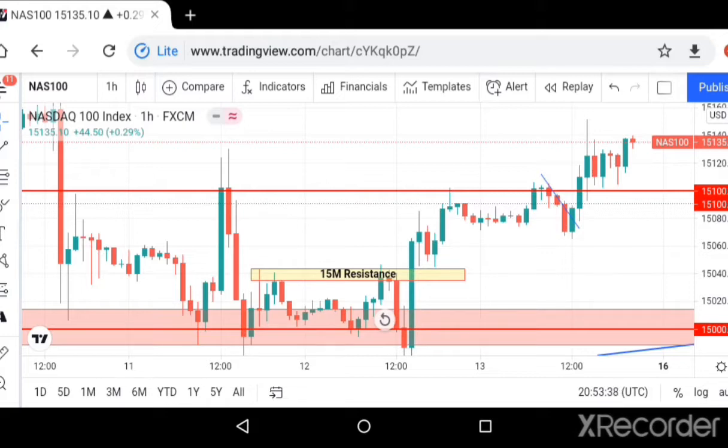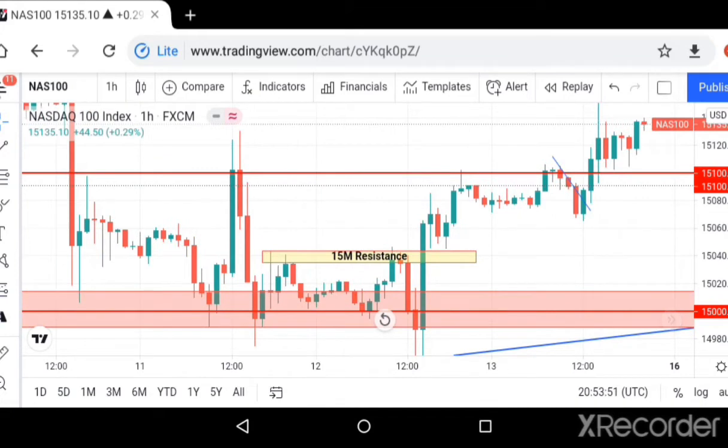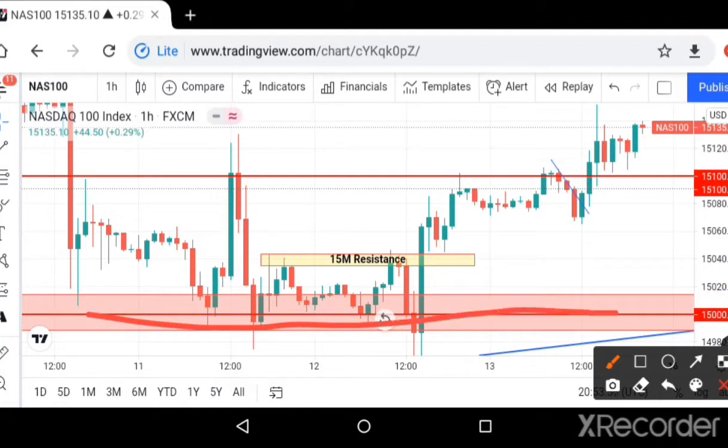Here's what I'm looking at. On Friday, this is what happened. On a smaller time frame, we were still in an uptrend. We rejected this zone. Sorry, I need to draw this out. Let me just draw it. Sorry about that. We were looking at this zone as our critical zone.